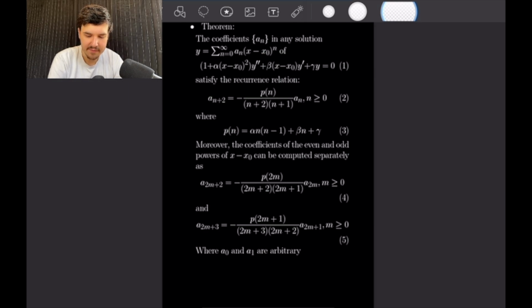Moreover, the coefficients of the even and odd powers of (x minus x naught) can be computed separately in the following manner. We have a sub 2m plus 2 will represent the even coefficients, and that will equal negative p of 2m over (2m plus 2) times (2m plus 1) times a sub 2m, where m is greater than 0, and the odds will be represented by a sub 2m plus 3 is equal to negative p of 2m plus 1 over (2m plus 3) times (2m plus 2) times a sub 2m plus 1, where m is greater than 0. And we have that a sub 0 and a sub 1 are arbitrary.